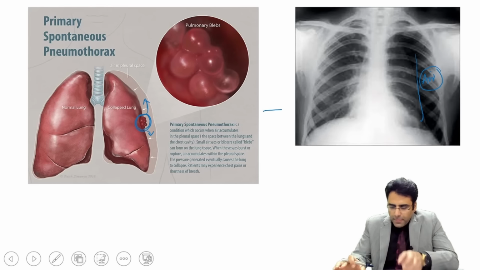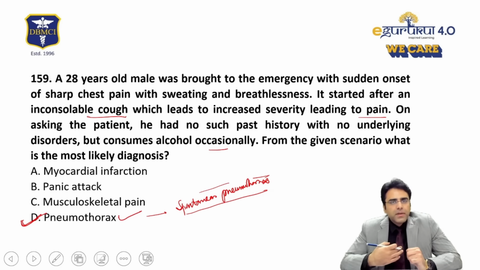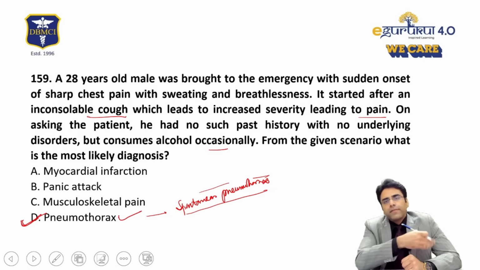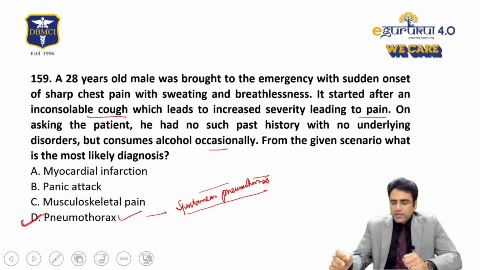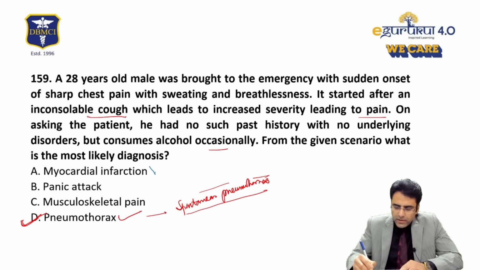Now let us try to rule out other options. Myocardial infarction. Patients of myocardial infarction will have chest pain radiating to back or radiating to the jaw or the left upper limb. But in this clinical scenario, no such history is given. Again, cough is not a feature of myocardial infarction. So you can rule out this option.